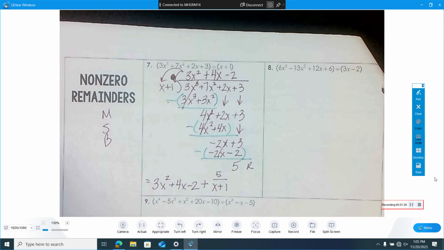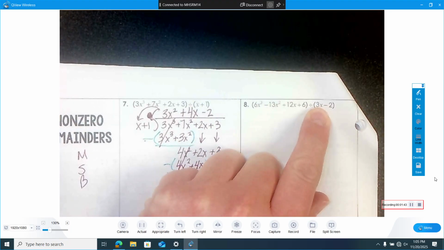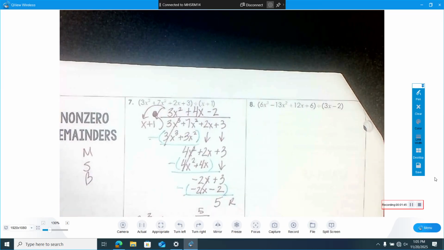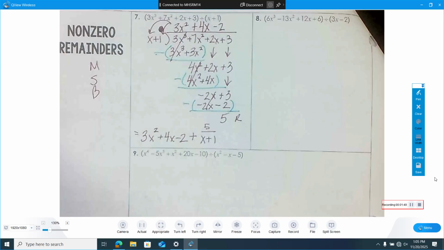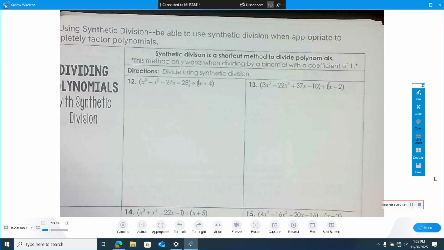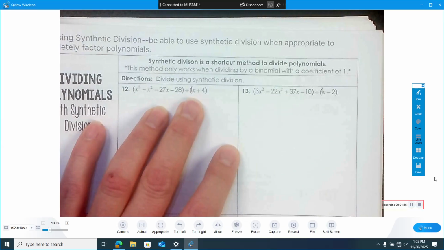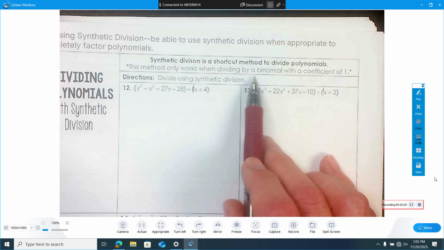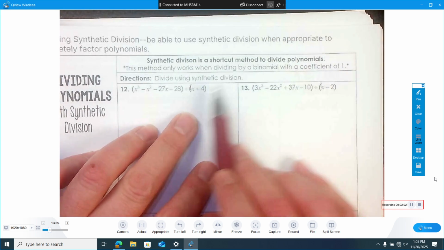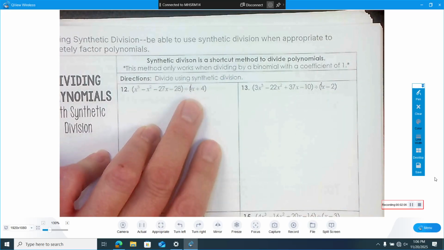On the problems you were getting in Delta Math yesterday, a lot of them asked, what if we divide by 3x minus 2? Or x squared? Those only work with long division or the box method. So synthetic division is very specific: we're dividing by a binomial, so it can only have 2 terms, and it has to be a 1x.